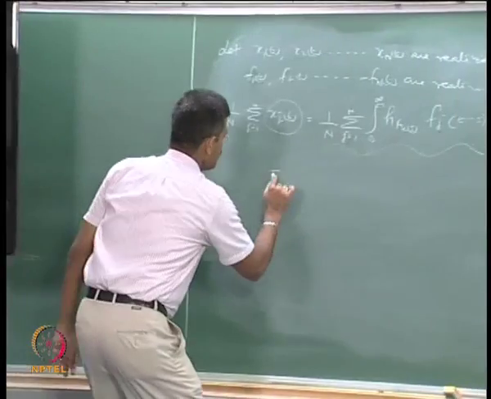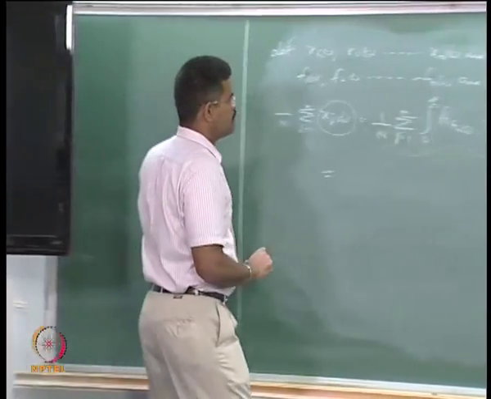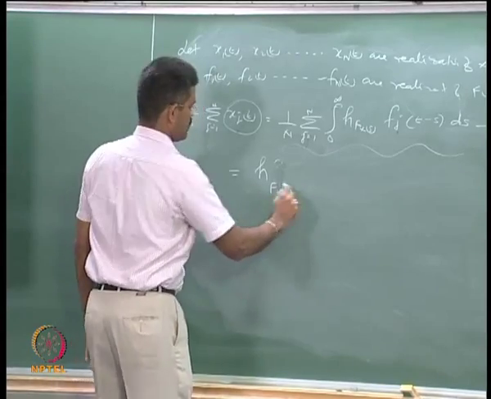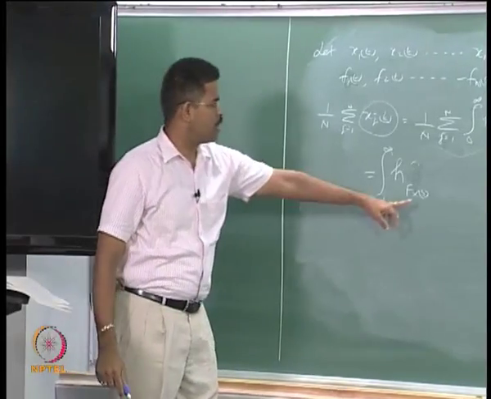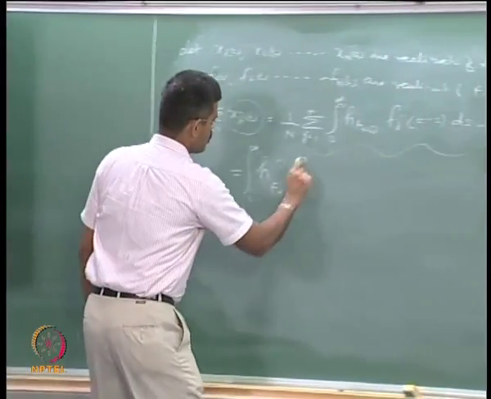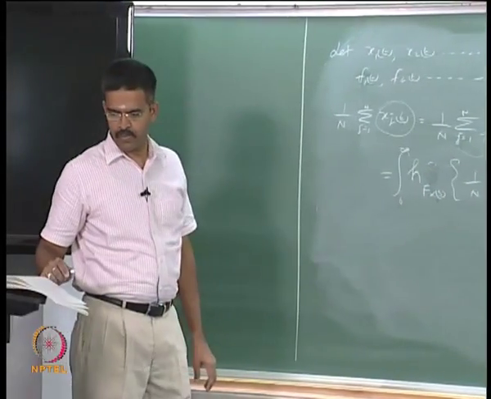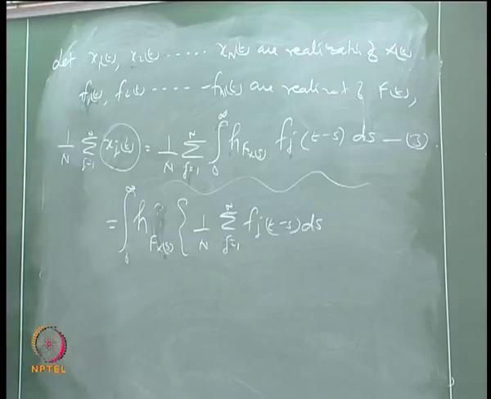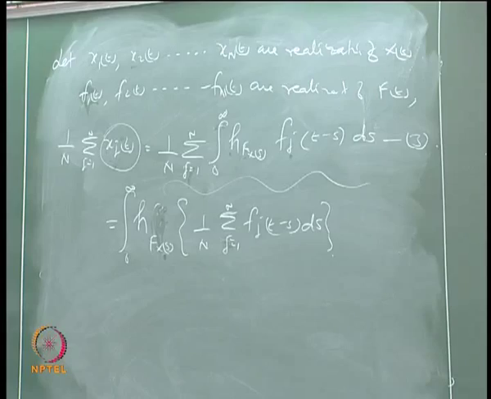which can be rewritten as, where there is no time component here, h of fxs, the integral domain is there for the entire domain, and then the summation of 1 by n of j equals 1 to n of fj of t minus s ds. Equation 4.